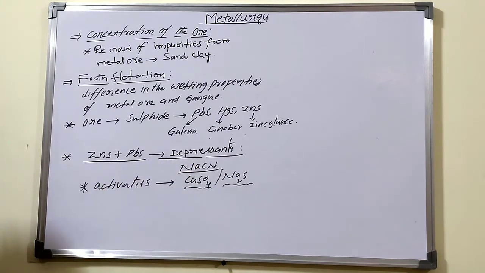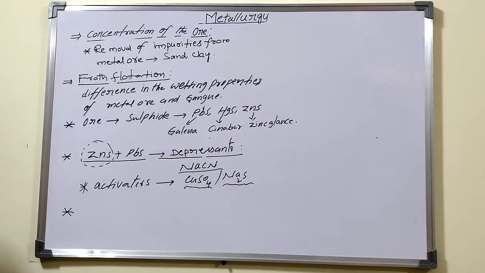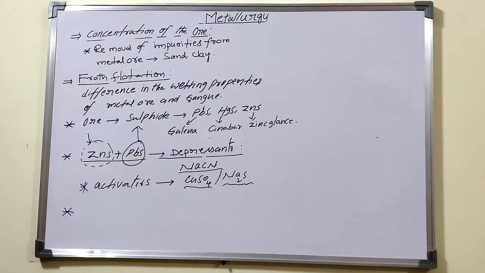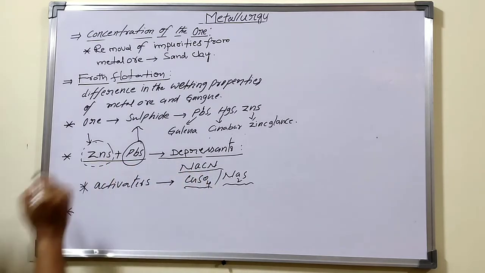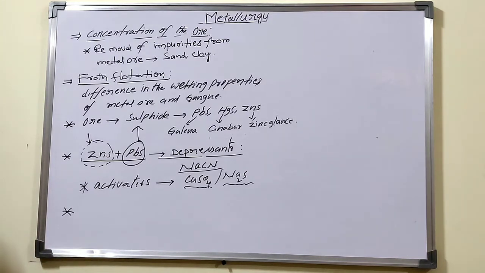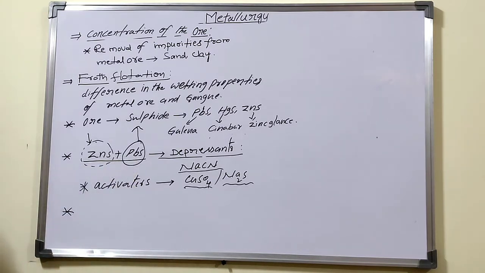What do these do? They stop the impurities. For example, zinc sulfide is the impurity. How can we know? Whichever is less in amount is the impurity, and whichever is more in amount is the ore. So the depressant stops the impurity from moving along with the froth, and the activators help the ore move along with the froth. Like this, we use depressants and activators.